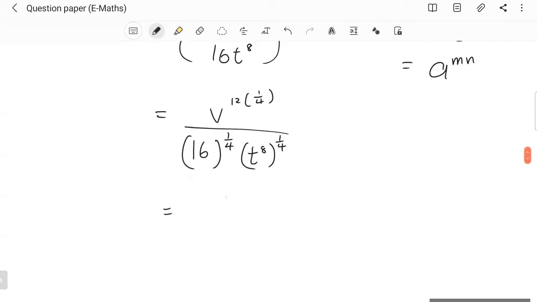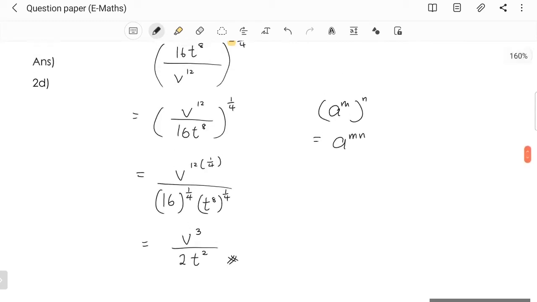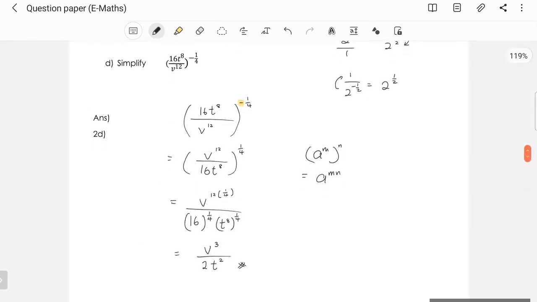From there, we will know that when we multiply, v is power 3. 16 to the power 1/4, if you type into the calculator, is just 2. Then t with 8 to the power of 1/4 is multiplied to give me t squared. So this is just our simplification, that's all. It's not very difficult, but just remember, don't make any mistakes when you multiply the power in.